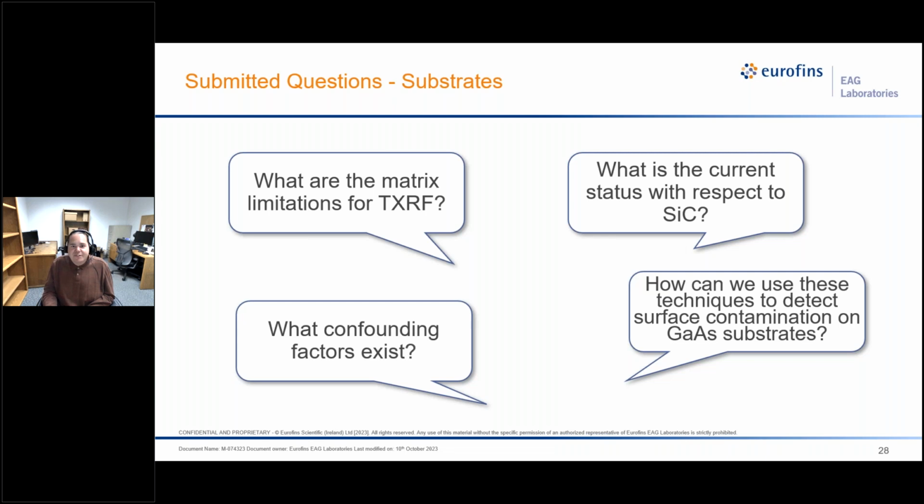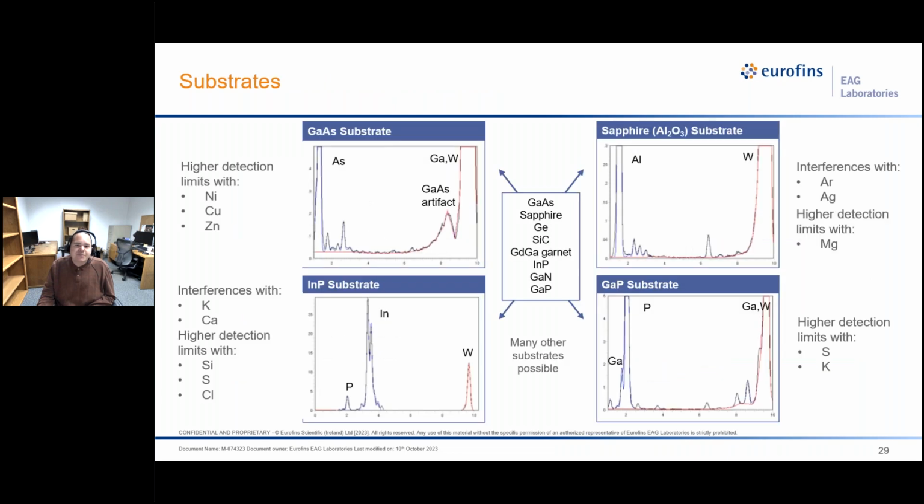So speaking of interferences, there were a number of questions asking about if there were any limitations with different substrates that would cause issues with analysis. Questions like, is the technique able to measure silicon carbide wafers or gallium arsenide wafers? And what are some issues that make the analysis challenging? So I wanted to touch on what substrates TXRF could measure. With TXRF, we can measure many common semiconductor substrates like silicon carbide, gallium arsenide, gallium nitride, sapphire, indium phosphide, and a lot more.